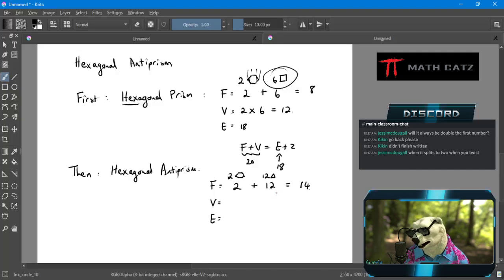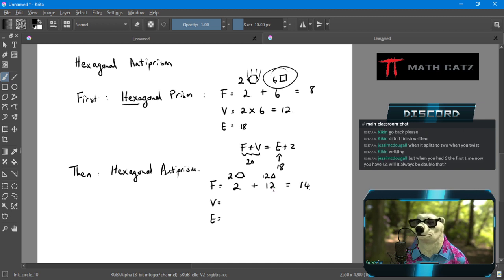It will always, the squares split in two. So I still have my top and bottom 2 hexagons. So the faces, the original 8 don't double, only the sides, the 6 square sides double to 12 side triangles, if you will.